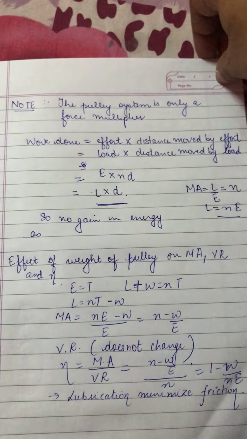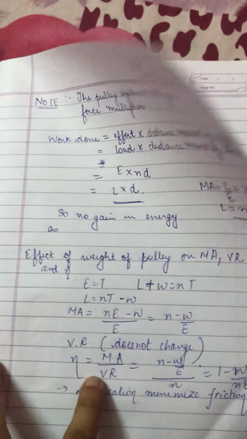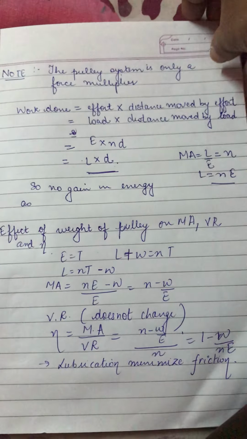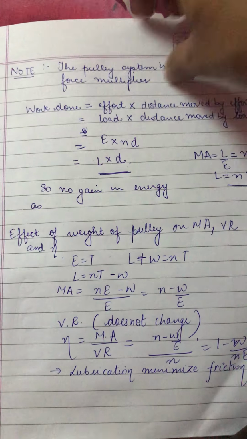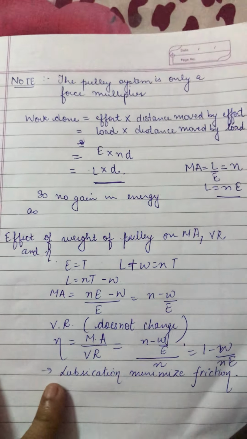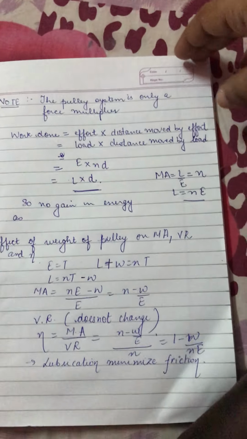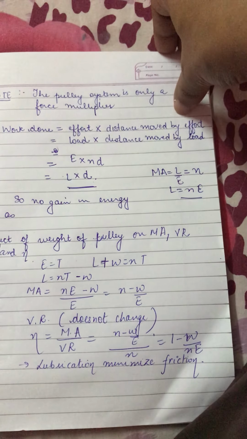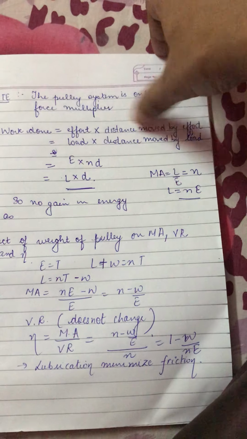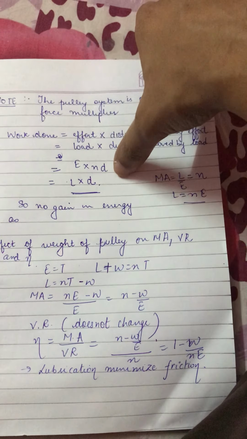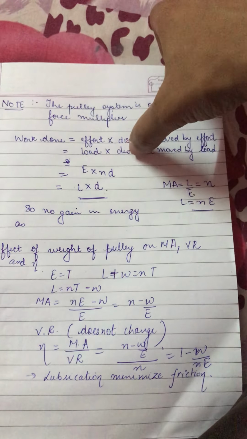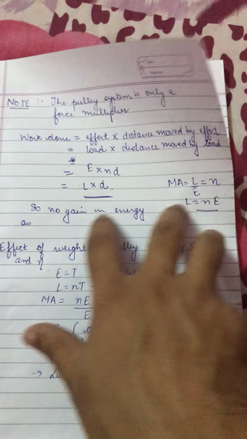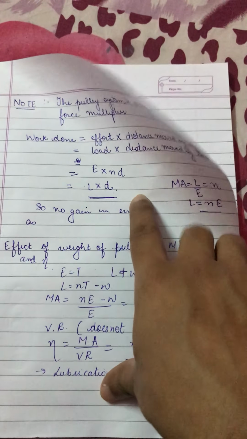Now the next one we are having, a note is given in your book that pulley is what? It's always a force multiplier. So what will be the work done? Work done is force into distance. So that is equal to effort into distance moved by effort. डिस्टेंस मूव्ड बाय एफर्ट कितना है अगर हम एफर्ट की बात करें, that is nD, and load into distance moved by load, कितना है, that is equal to nD.